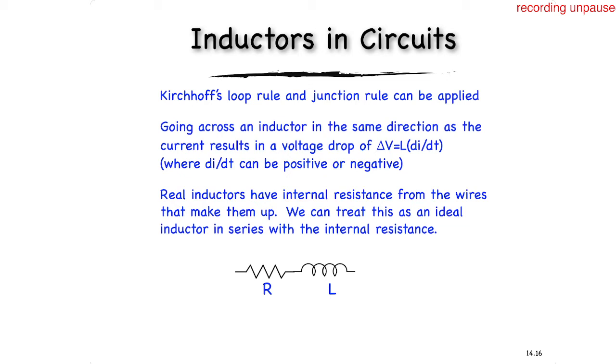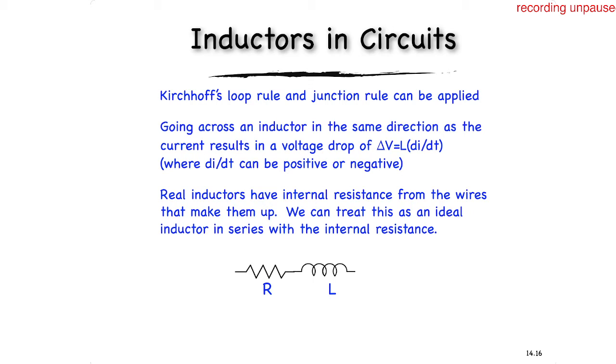So we know that a general way to analyze circuits is using Kirchhoff's rules. And we can do this if we know the voltage across an element. For a resistor, the voltage across it is IR. For a capacitor, it's Q over C. And for an inductor, the voltage across an inductor is L di/dt. And to be specific, when we go through a circuit, the rule is if we're going in the direction of current, then we get a voltage drop of L di/dt.